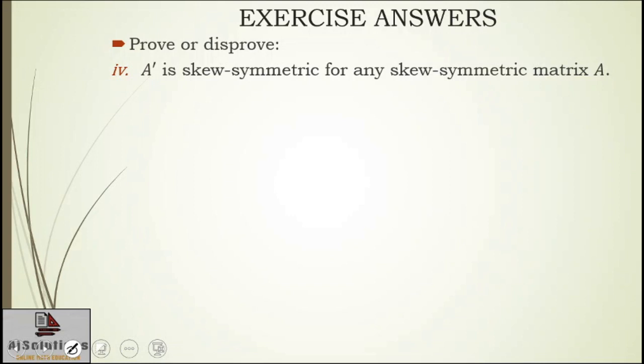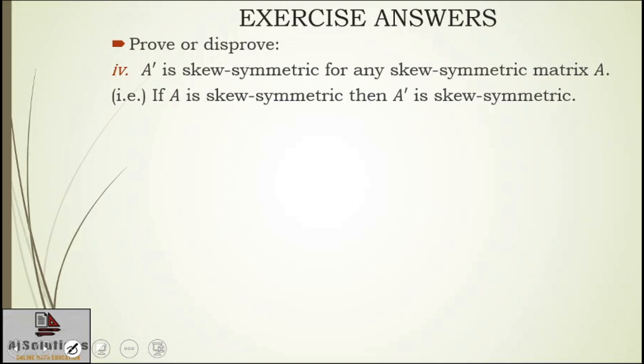Okay, I hope you all must have got the right answer. What I told you to do first, you have to write the verbal form of this statement. So I can say this statement in verbal form as: transpose of a skew symmetric matrix is skew symmetric. And in if-and-then form, I can say: if A is a skew symmetric matrix, then A transpose is skew symmetric.